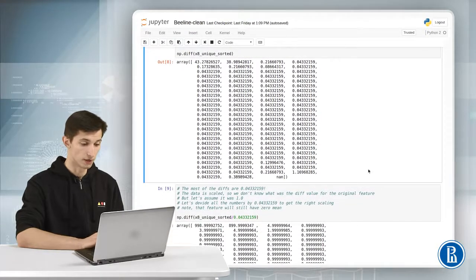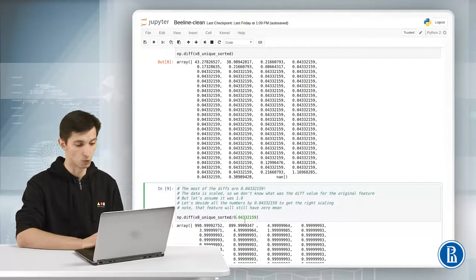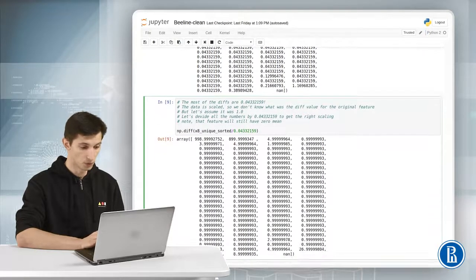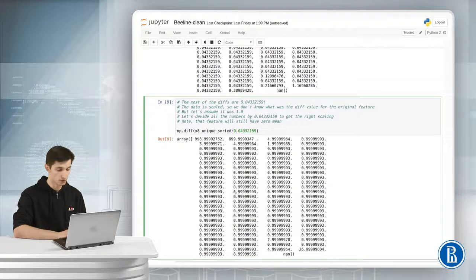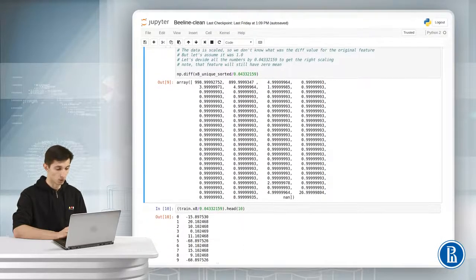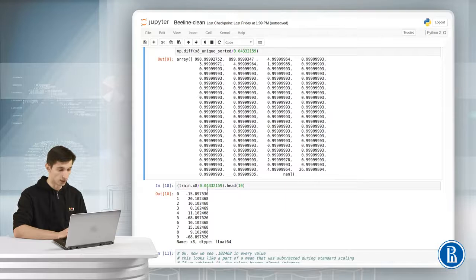So let's divide our feature by this number, 0.043 something. And if we do it, yes, we see that the differences become rather close to 1, and they are not 1 only because of some numeric errors. So yes, if we divide our feature by this value, this is what we get.